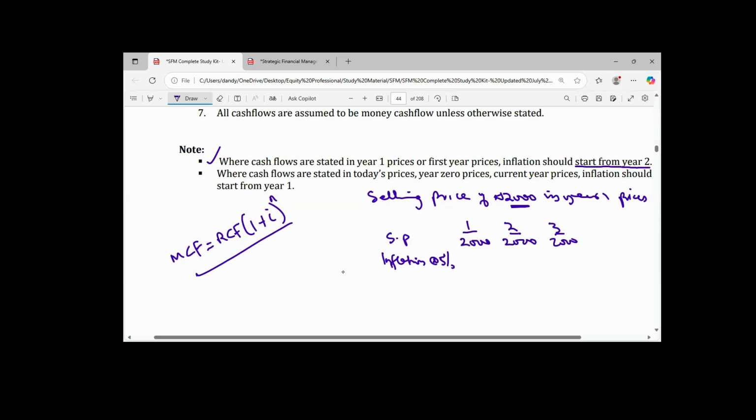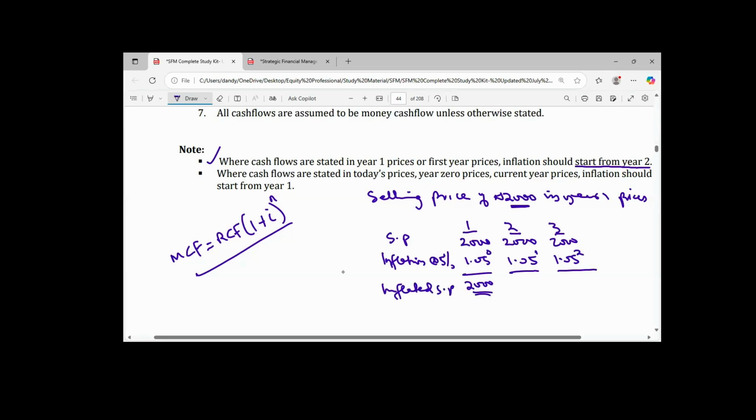In this case, the inflation rate is 5%. I will say 1.05 raised to power 0, 1.05 raised to power 1, 1.05 raised to power 2. So when you do this, you will notice that, of course, you know that anything raised to power 0 is equal to 1. Therefore, 1 multiplied by 2,000 is 2,000. So that means, of course, this is the inflated selling price.